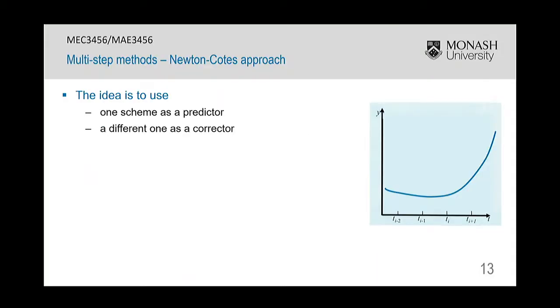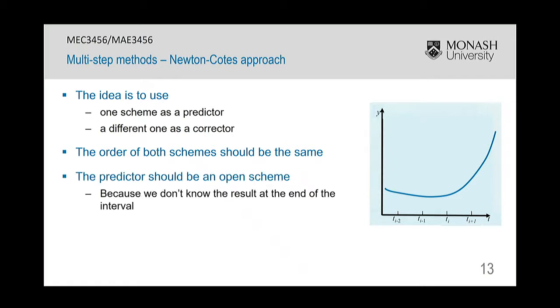So the idea with the Newton-Cotes approach, and indeed with most multi-step approaches, is to use one scheme as a predictor and then a different scheme as a corrector. In order to have the best efficiency, the order of both schemes should be the same. It doesn't have to be, but you're basically wasting effort if you don't make them the same order of accuracy.